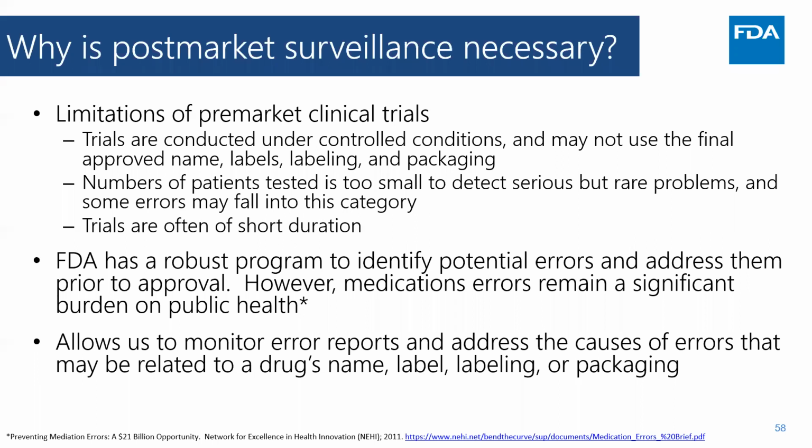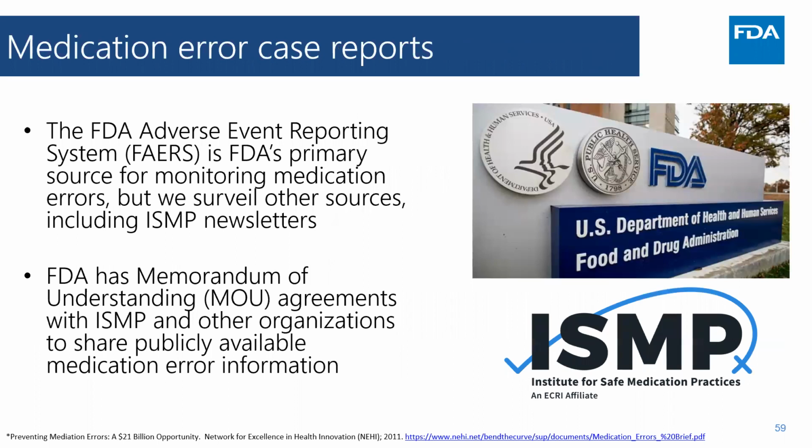So post-market surveillance allows us to monitor error reports and address the causes of errors that may be related to drug name, labeling, or packaging. Next slide, please. The FDA Adverse Event Reporting System, or FAERS, is FDA's primary source for monitoring medication errors. But we also look at other sources, including ISMP newsletters. FDA has a Memorandum of Understanding, or MOU, agreement with the ISMP and other organizations to share publicly available medication error information.